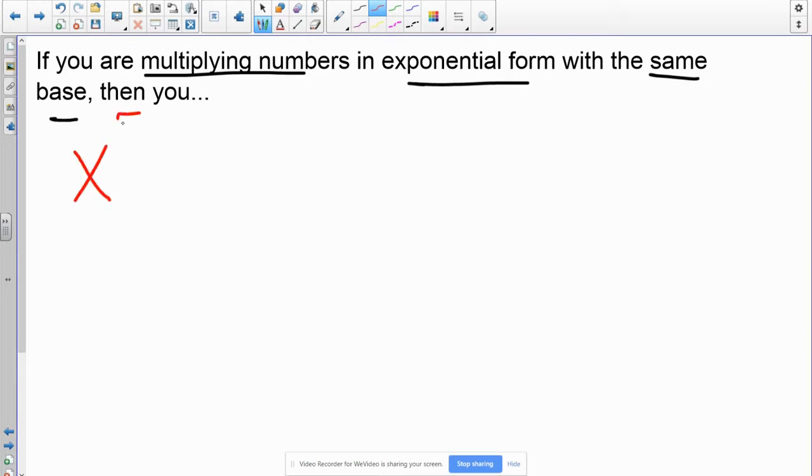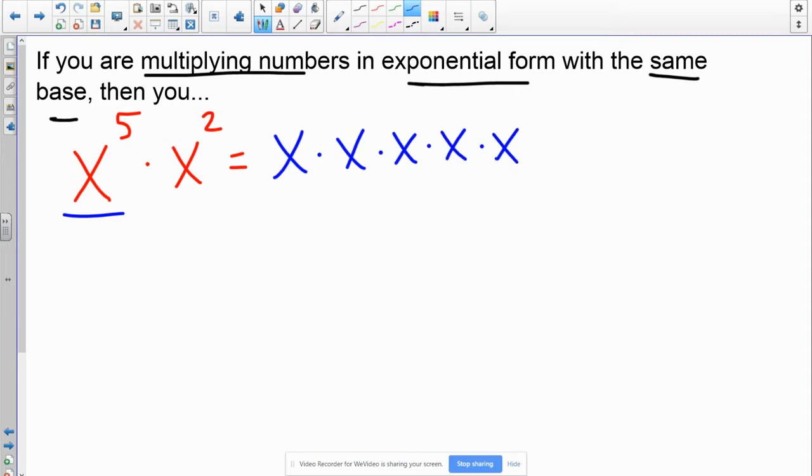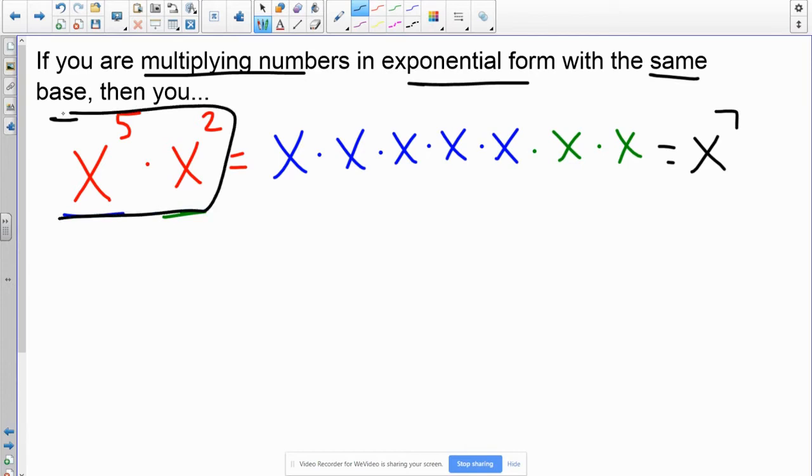So let's go x to the 5th, and we're going to multiply that times x to the 2nd. To help you understand this, we're going to write it out in expanded form. So x to the 5th would be x times x times x times x times x, 5 x's all being multiplied by themselves. X to the 2nd, or x squared, would be x times x. Now when I look at that, noticing the same base, I could put all those together in a simplified version. I can have these 5 x's and these 2 x's and put them together to make 7 x's. So notice we started with this problem, they were being multiplied, or the product of these two is x to the 7th.